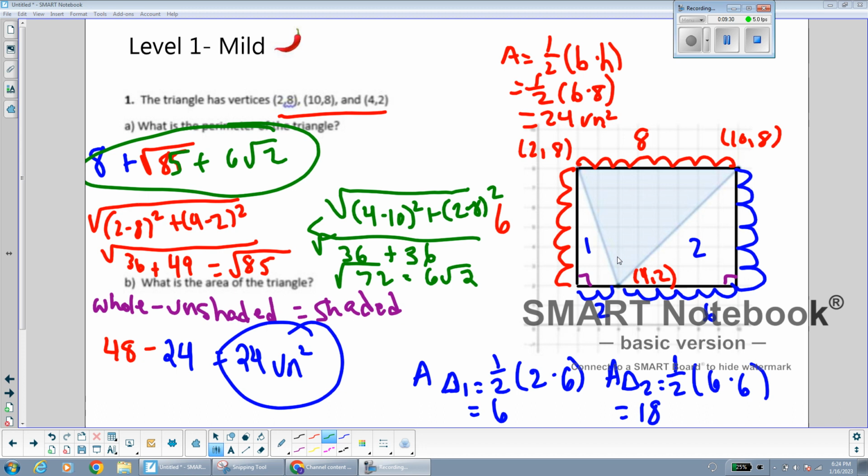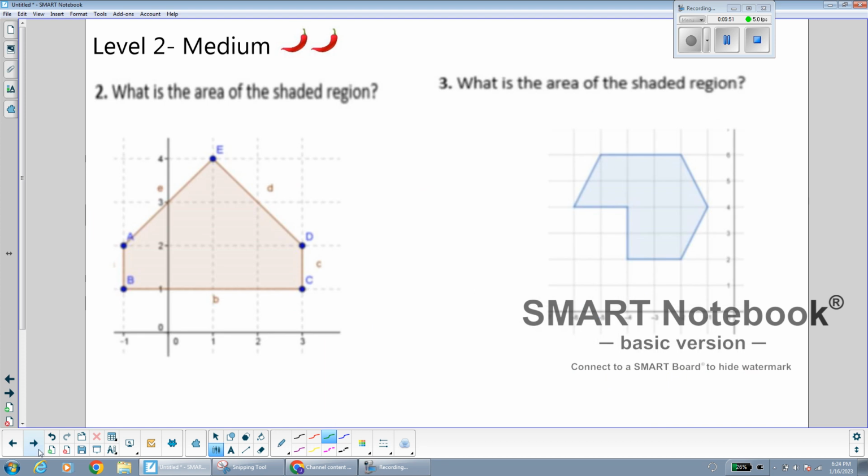The side over here was radical 85, and the side over here was radical 72, which simplified to 6 radical 2. If your radicals don't have the same number under the radical, you can't add them. They're not like terms. So my perimeter of the triangle would be 8 plus radical 85 plus 6 radical 2.